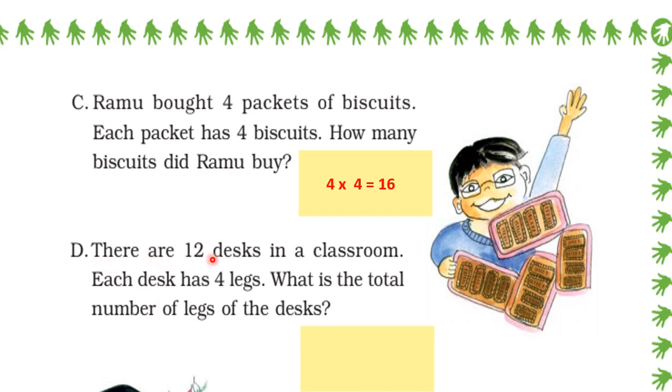Now, there are 12 desks in a classroom. Each desk has 4 legs. What is the total number of legs of desks? Children, desk means on which you are sitting in your school. Okay, those are called desks. Benches and desks. Okay. So, there are 12 desks in a classroom and each desk has 4 legs. So, what we will write? We'll write here 12 times 4 is equal to 48.